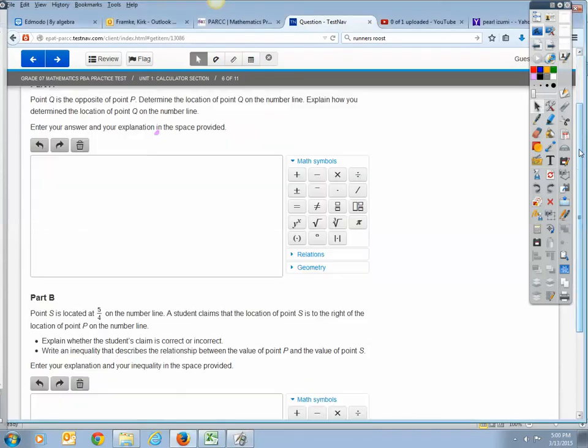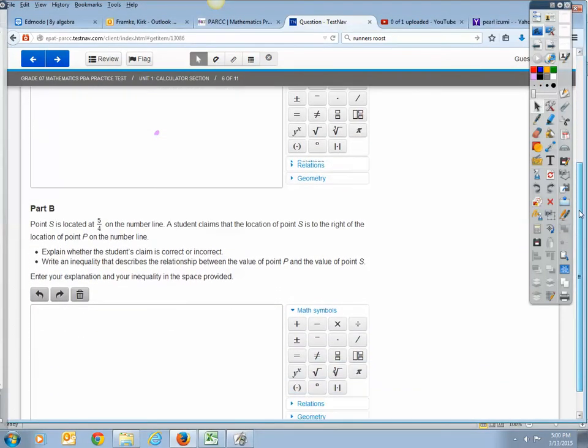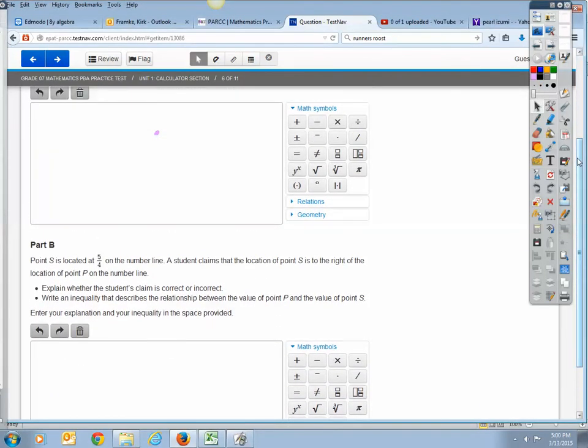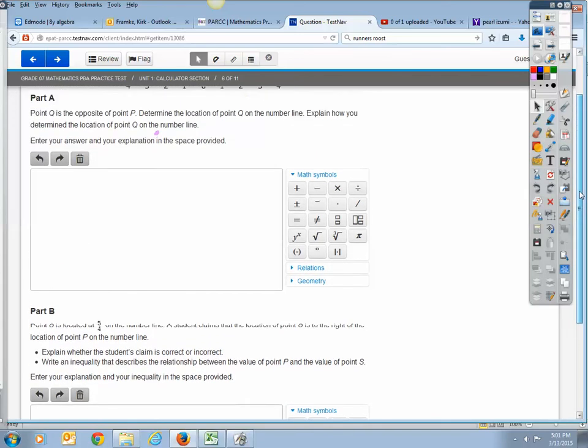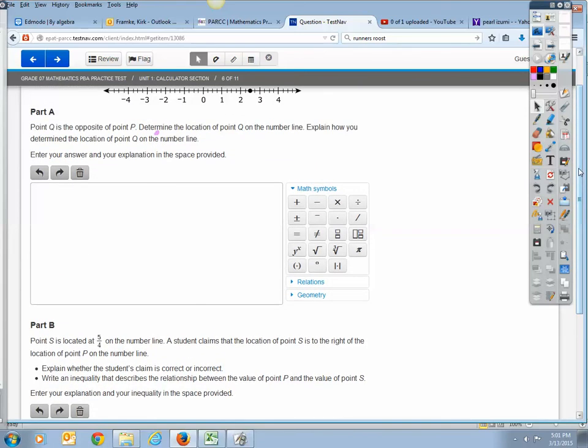Part B. Point S is located at 5/4 on the number line. A student claims the location of point S is to the right of point P on the number line. Explain why this is or is not correct. Okay, I really hope at this point in your life you're able to locate points on a number line.